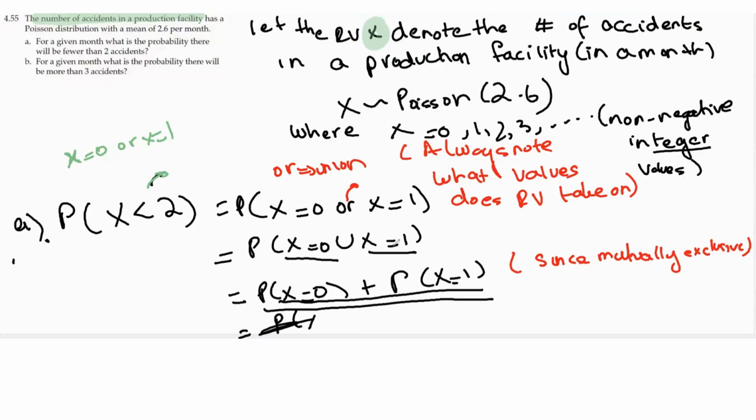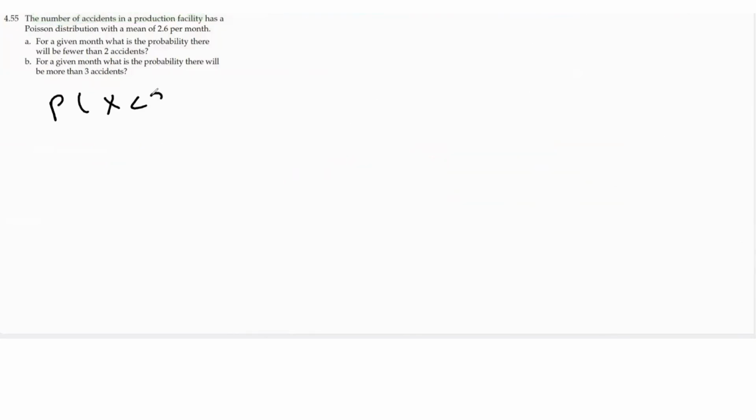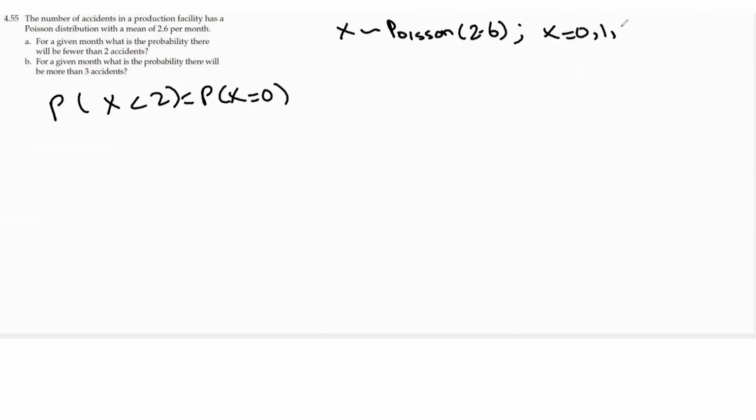Okay. Let's clear all of this, and so we have probability x is less than 2 is the probability x is 0. Let me quickly write this here. X has mean 2.6, and x takes values 0, 1, and so on. Again, this is very important to keep in mind, what values it takes. Probability x is 0 plus probability x is 1.